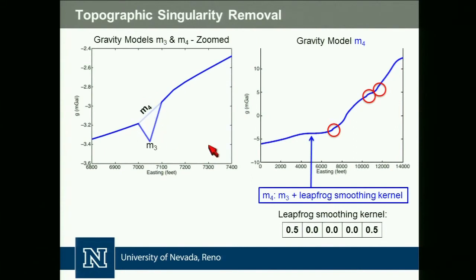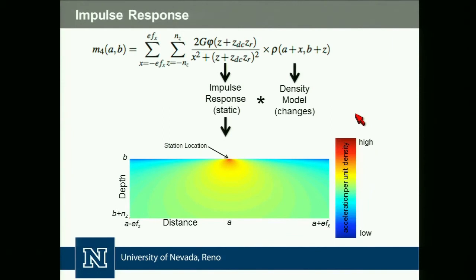The way that we solved this was pretty straightforward. We just applied a leapfrog smoothing kernel. This smoothing kernel is centered on this element, and it's only applied to these 3 elements that have the singularity. So what you wind up with is a nice, smooth, monotonically increasing model as we expect. You can see the change is sort of subtle.